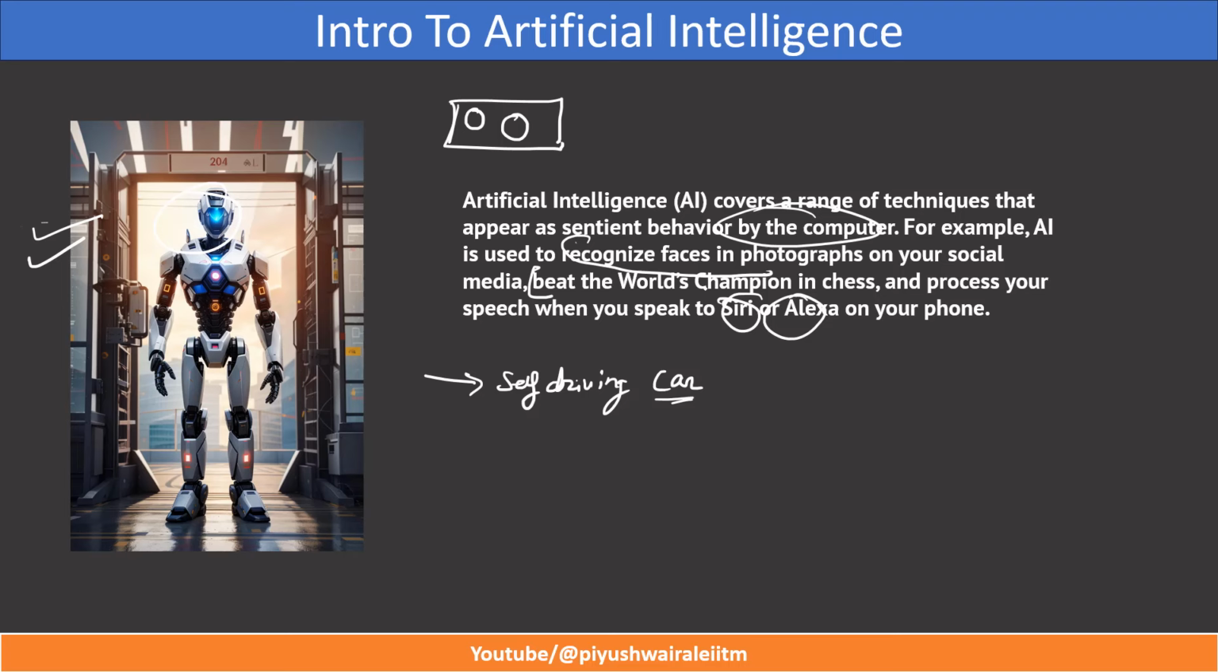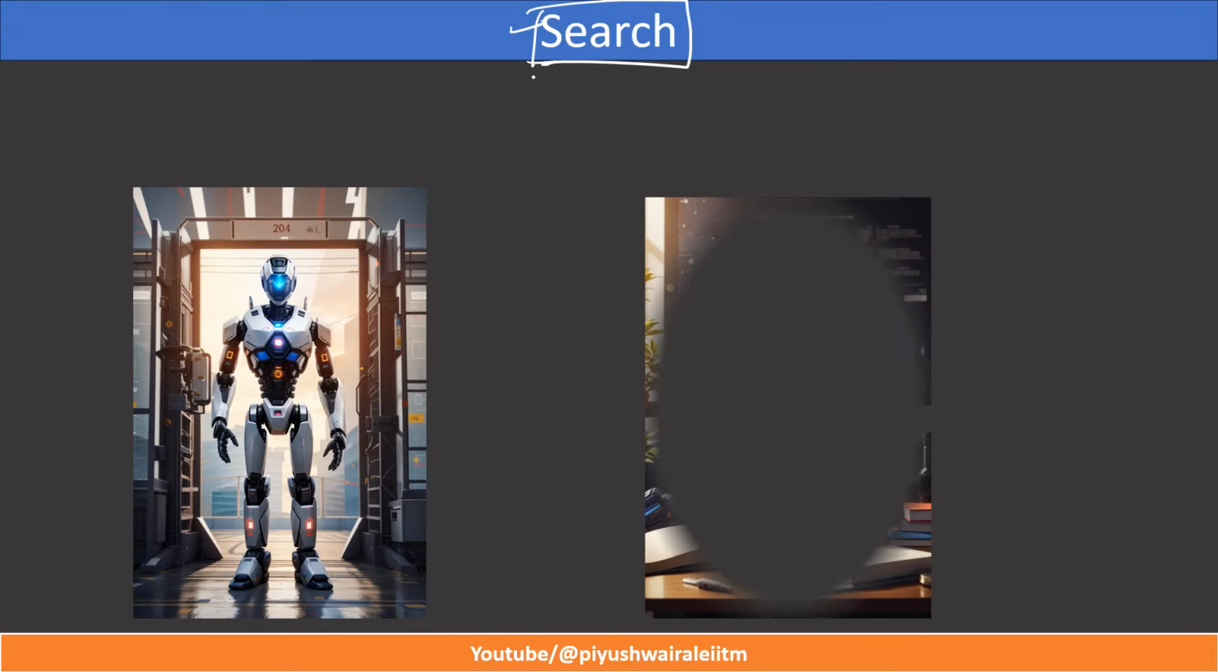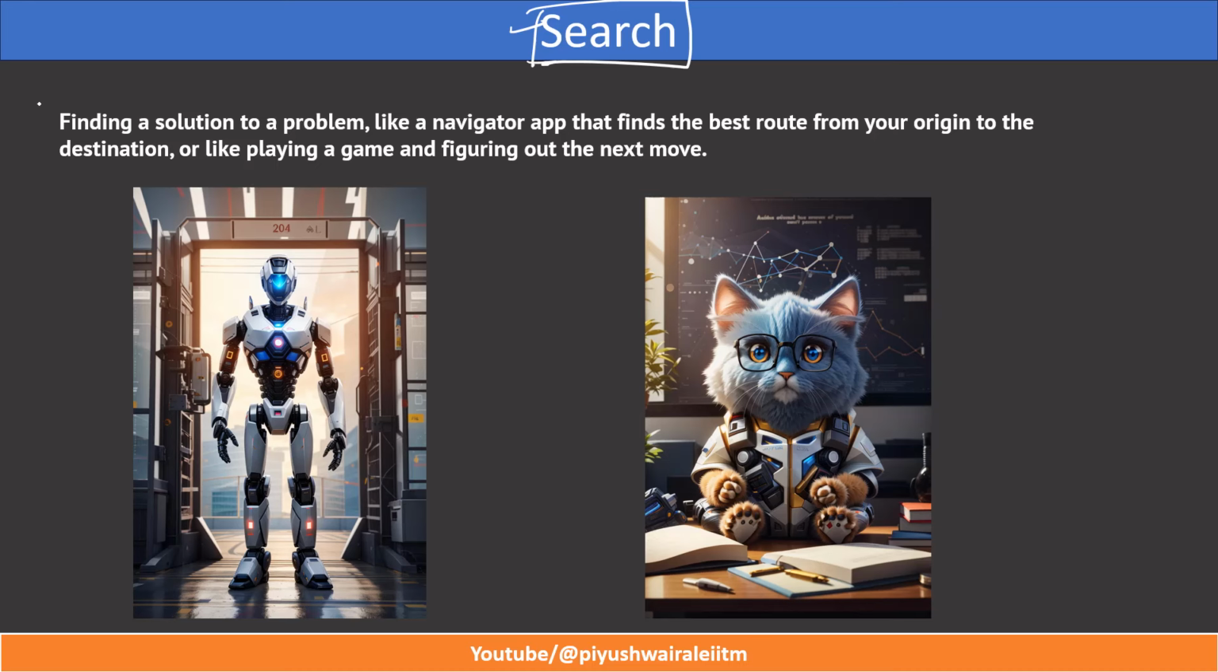So now let's start with search. What do you understand by search? Basically, searching is finding something. Search refers to finding a solution to a particular problem. So if any AI robot or AI algorithm is given a specific task to perform, the search algorithm will help in finding a solution to that particular problem.